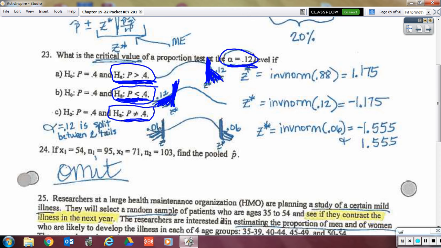But with part C, it gives you a two-tailed alternative. Therefore, the rejection region of 12% is split between the two tails. And having that rejection region split between the two tails puts you 6% in each tail. So you have two critical values, one down here at negative 1.56 and one up here at positive 1.56. Okay?